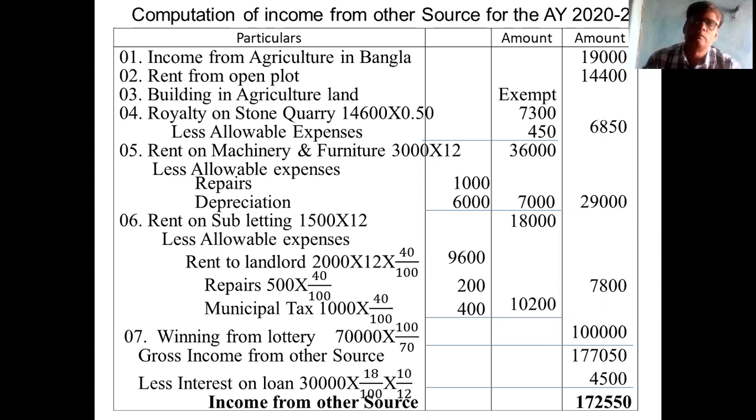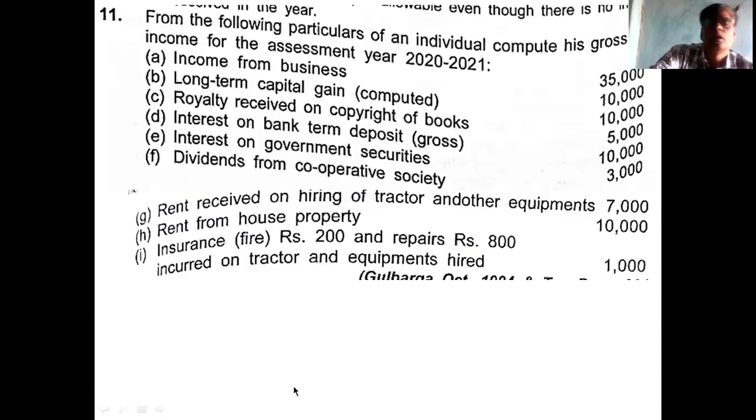You solve the problem. Example number 11. You see the example number 11. From the following particulars of an individual, compute gross total income. Here is the question related to gross total income, not relating to income from other source. They asked to calculate gross total income. Gross total income means it is the total of 5 heads of income. Remember this. Gross total income means it is the aggregate of 5 heads of income.